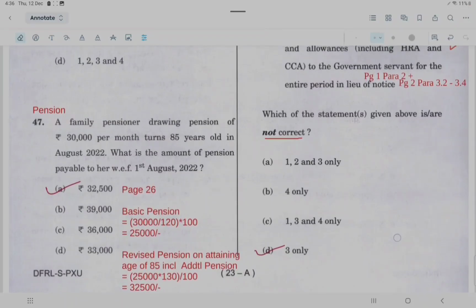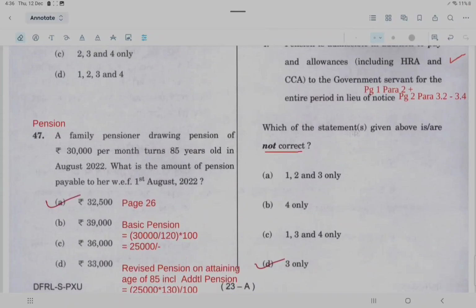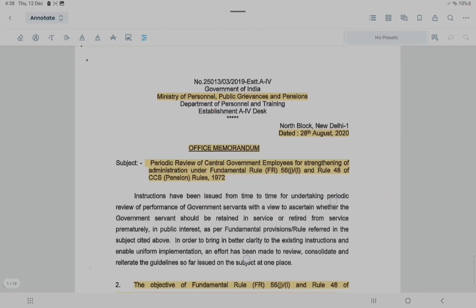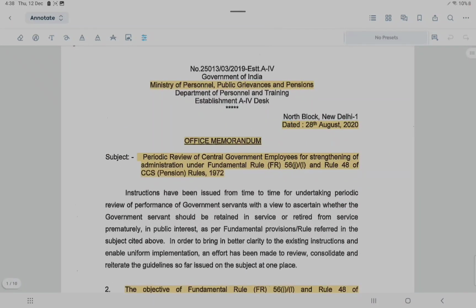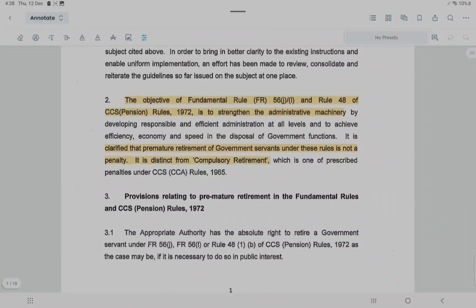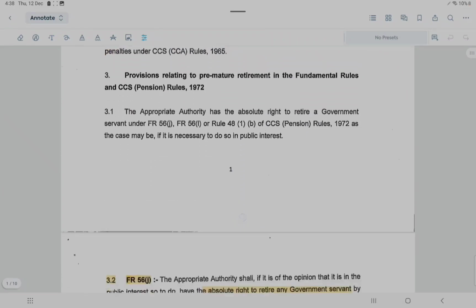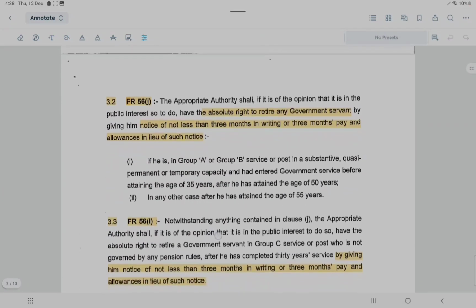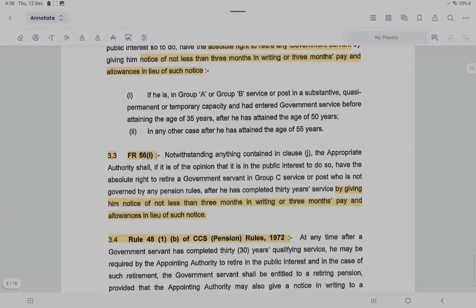So if you want me to open this OM, let me open this for you. Just give me few seconds, I will change the slide. So this is the OM by DOPT on periodic review of central government employees. So objective is to strengthen the administrative machinery, and it is clarified that premature retirement is not penalty, which is compulsory retirement. Then under 56J government can retire, under 56I again they can retire, and they can retire by giving a notice not less than 3 months in writing or 3 months pay.